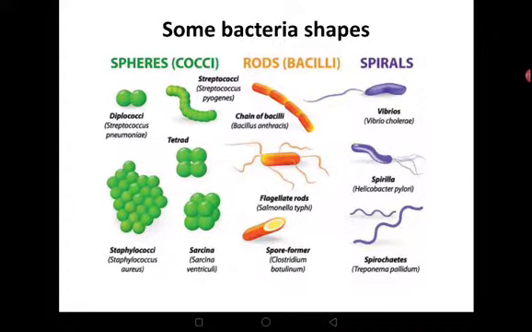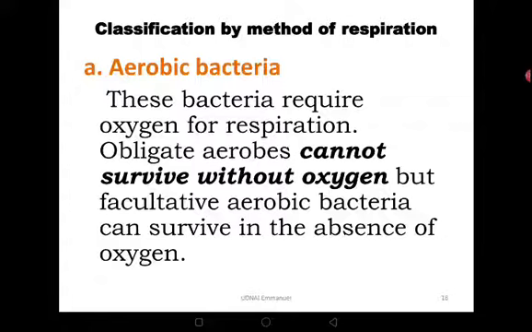Yes, that's great. We want to look at another method of classifying the bacteria. They can also be classified based on their method of respiration. That is the second way in which we can classify them. And in this way, there are those that are aerobic. Aerobes are those that use oxygen for their respiration. So these aerobes cannot survive without oxygen.